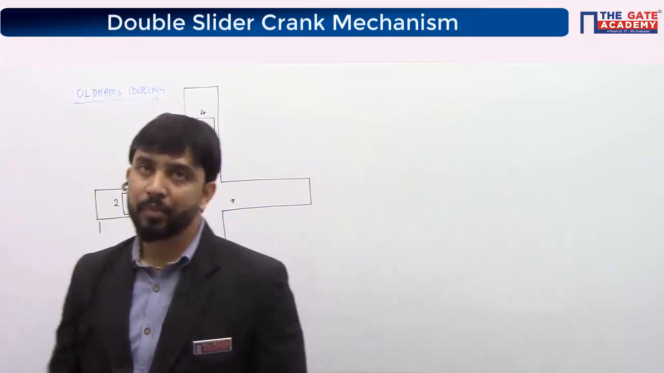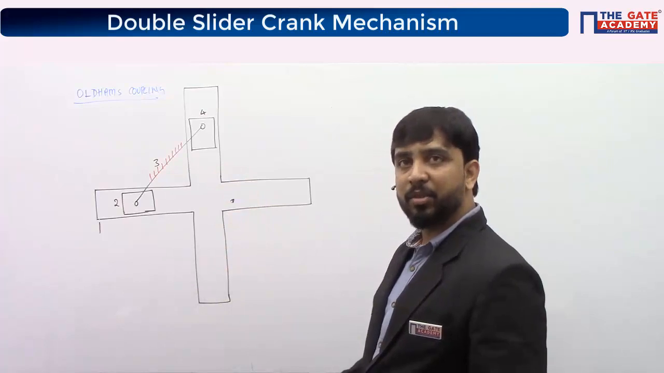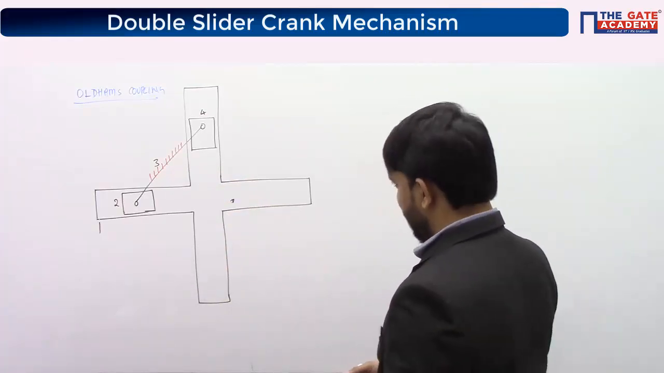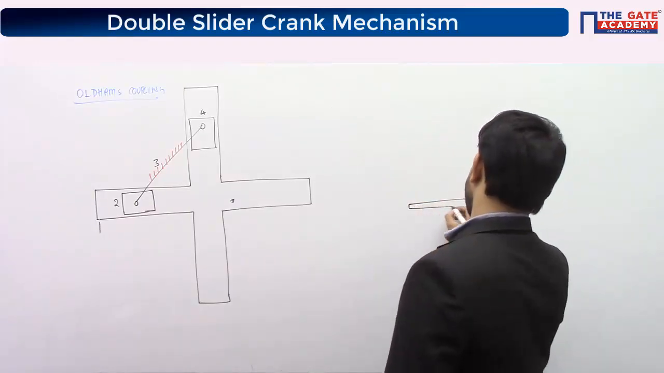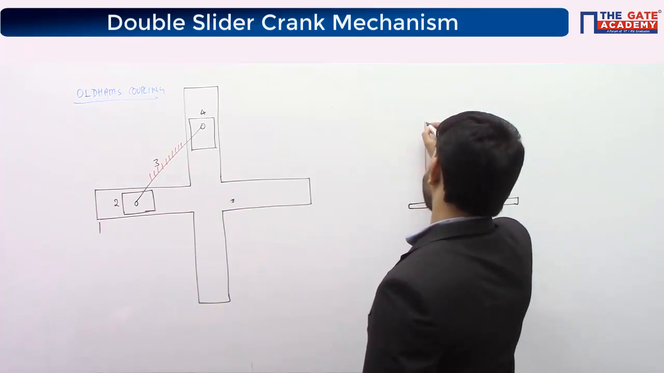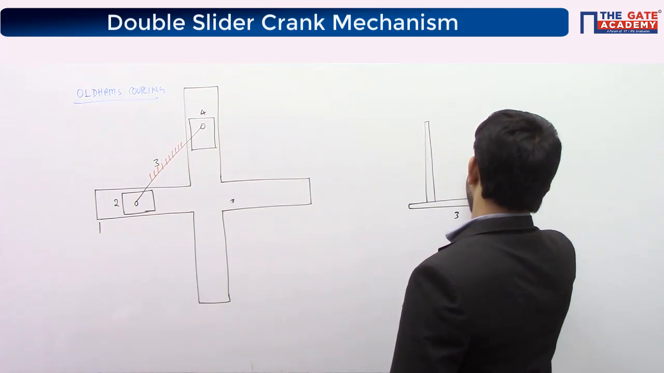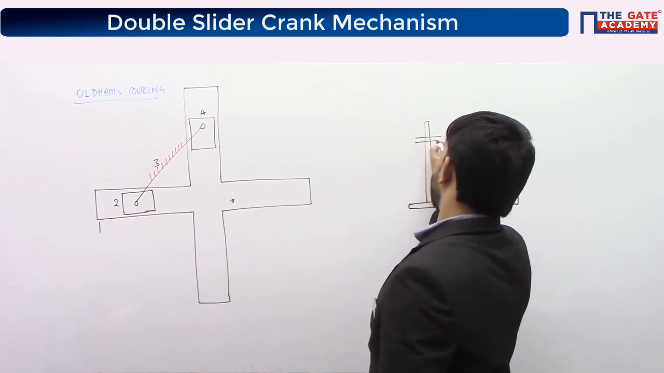Okay. So this is the mechanism, okay? Your actual coupling is not like this. It is slightly different, okay? So I am drawing it. Link number 3 is fixed. This is link number 3, and this is one shaft.